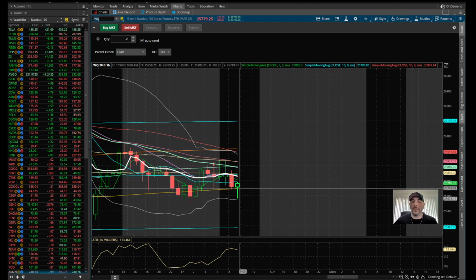Okay, so what is a remount? A remount is when you lose an area of support or you break an area of supply and then you remount it. You get back over it. You get back under it, depending on if the setup is long or short.